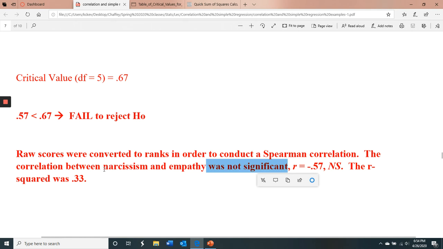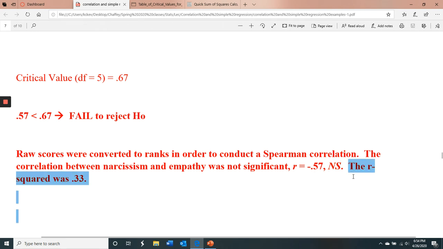Well, what was the correlation between that wasn't significant? It's between narcissism and empathy. We give our correlation that we calculated, negative 0.57, and that's actually a pretty high correlation, but we have a small sample size, so it's not significant. We failed to reject the H0.